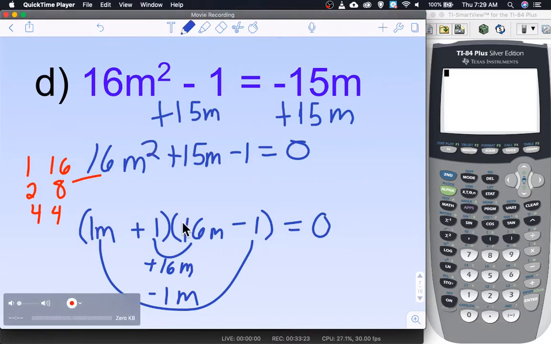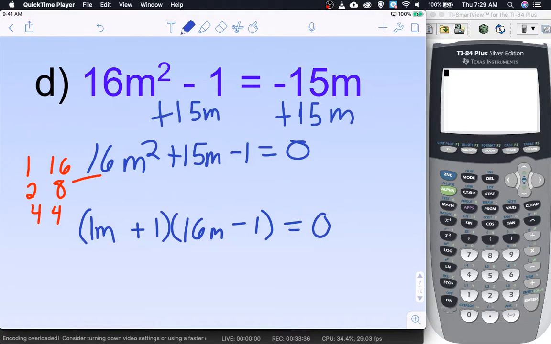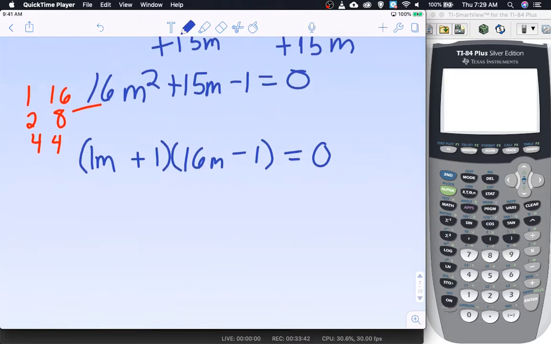Double check. 1 and 16 is 16m squared. I'm checking my multiplications. They look good. I'm checking my addition in the middle. It looks good. I'm checking my last terms. 1 times negative 1 is negative 1, and that is good. Do you see how quick that check is? But it's so very important because there's so many places in this you could make a little dinky mistake and not even really realize it.